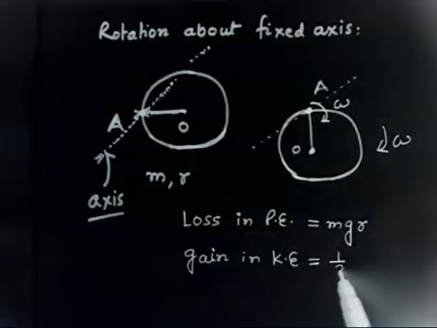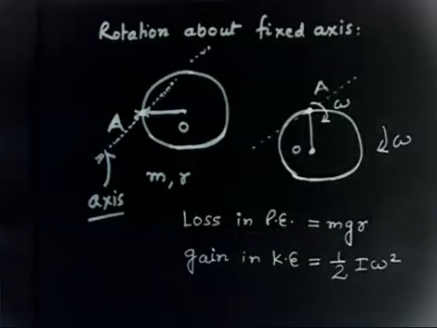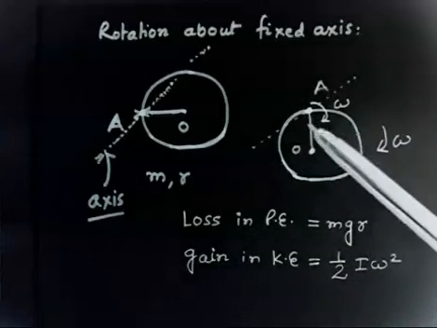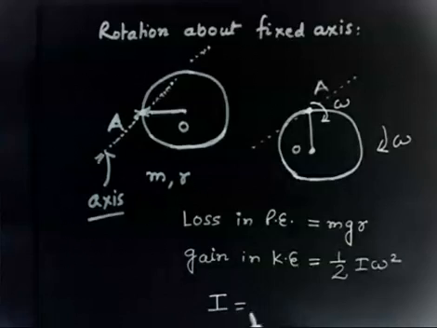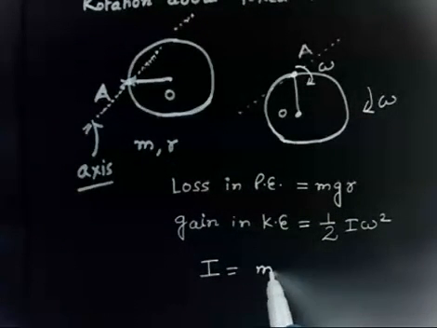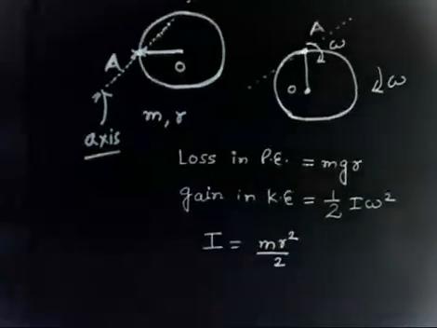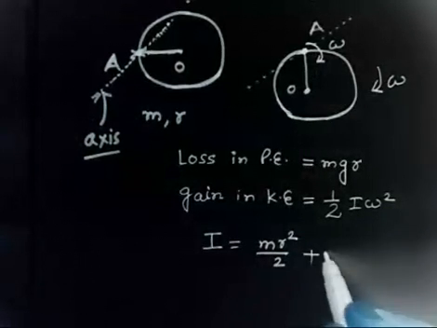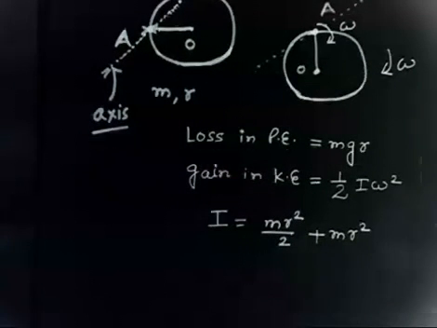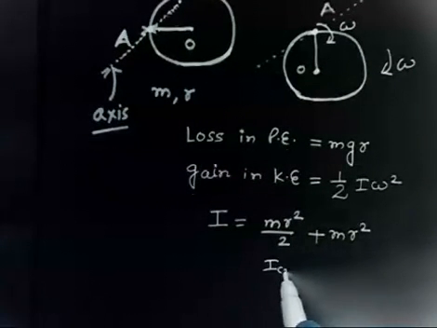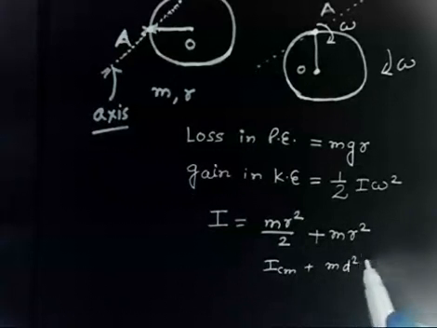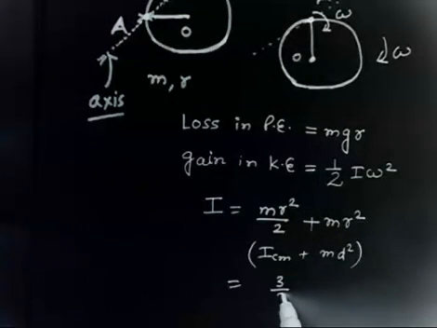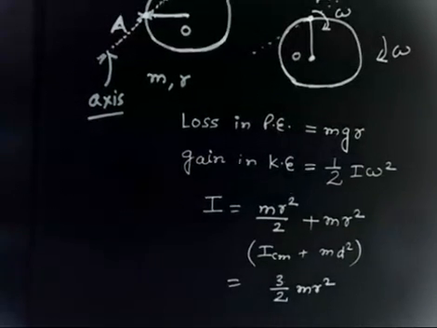So gain in kinetic energy is half I omega square. But now I should be about this axis, because about this axis there is a pure rotation. So I have to find I. What will be the I? About center of mass I know for a disk, mr square by 2 is the moment of inertia, and this distance is r, so using the parallel axis theorem I have to add mr square. I am applying the ICM plus md square formula, using the parallel axis theorem. So this becomes 3 by 2 mr square. Are you getting or not?